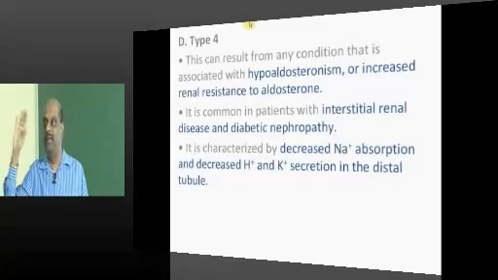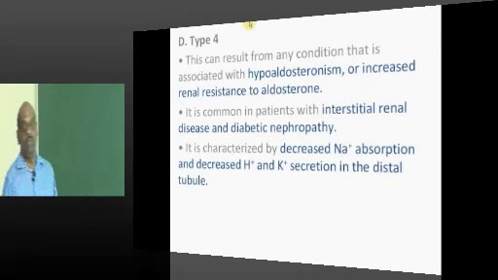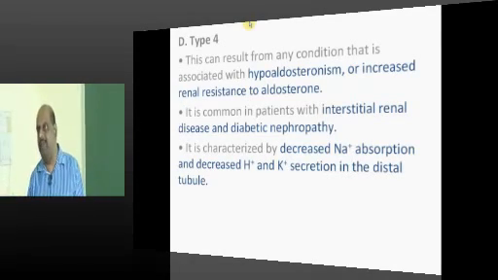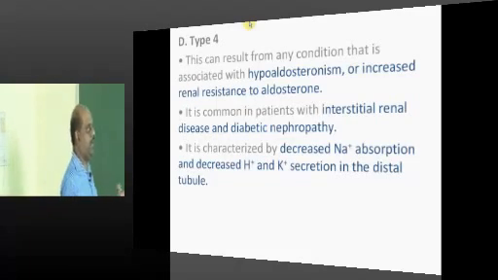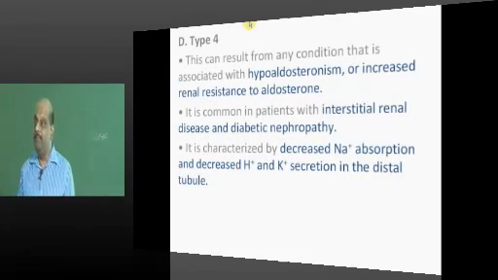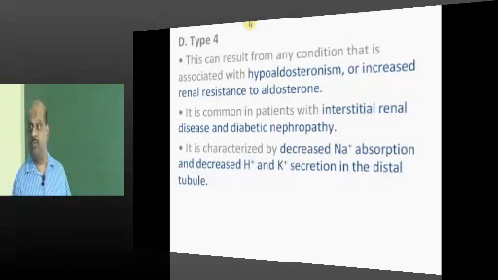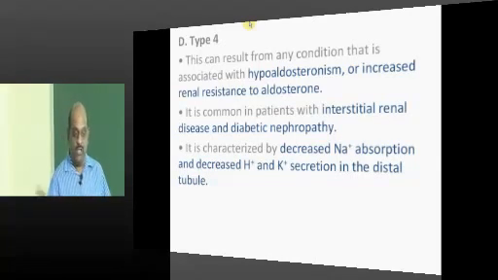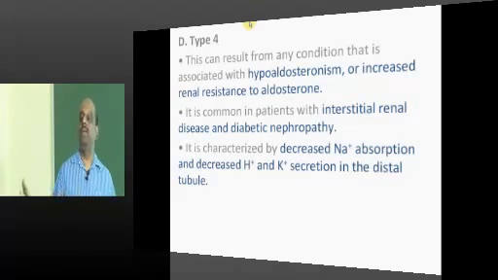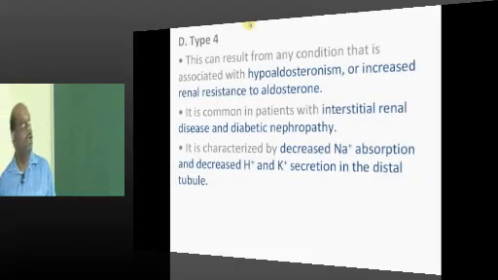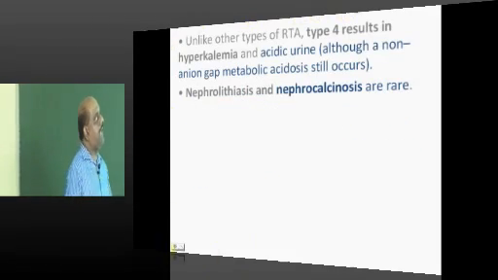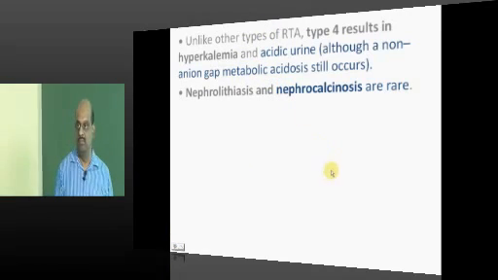Hypoaldosteronism is the underlying pathology in patients of diabetic nephropathy and interstitial kidney disease. In them, since there is no aldosterone, there is no reabsorption of sodium and no secretion of H plus and K plus. Hence H plus and K plus will be pent up in the plasma, leading to acidosis and hyperkalemia. Okay, doc? Now, type 4 results in hyperkalemia.